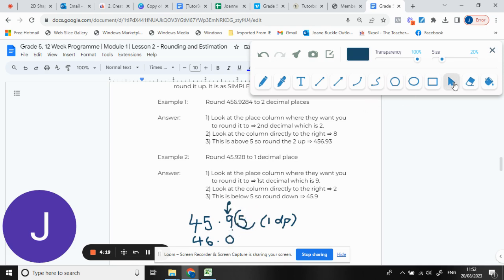Right, I'm just going to pause it while we get ready for the next section on rounding to significant figures.